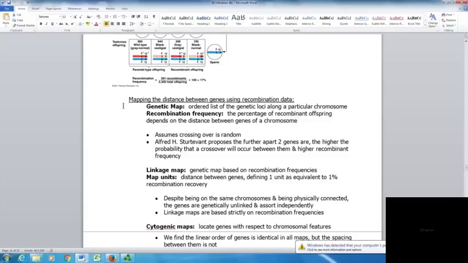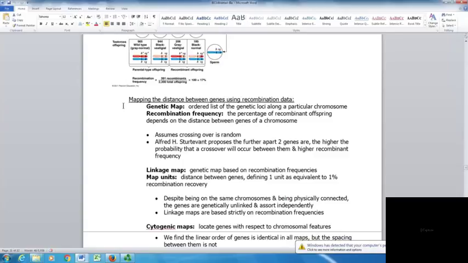If you look at Google Maps, there are different types of maps you can look at. Some show terrain, some just show streets, and some show a street view. If you put them all on there together, it's going to be a mess and impossible to read. It's the same thing with the genetic map. So we can make the maps based on the type of information that we're comparing. A genetic map is just the ordered list of the genetic loci located along a particular chromosome.